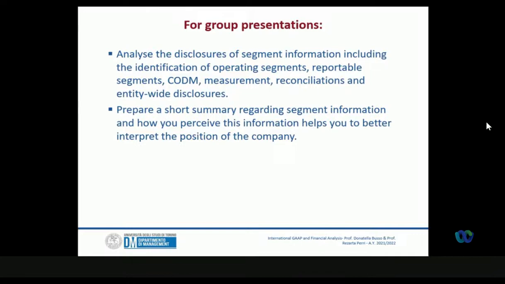Then you should prepare a short summary regarding this segment information. This summarized information should be the basis for you expressing your opinion on how this information helps you to better analyze and understand the position of the company. So not only see what the company has reported, but also make a summary and an explanation of how this information helped you to understand the company better.